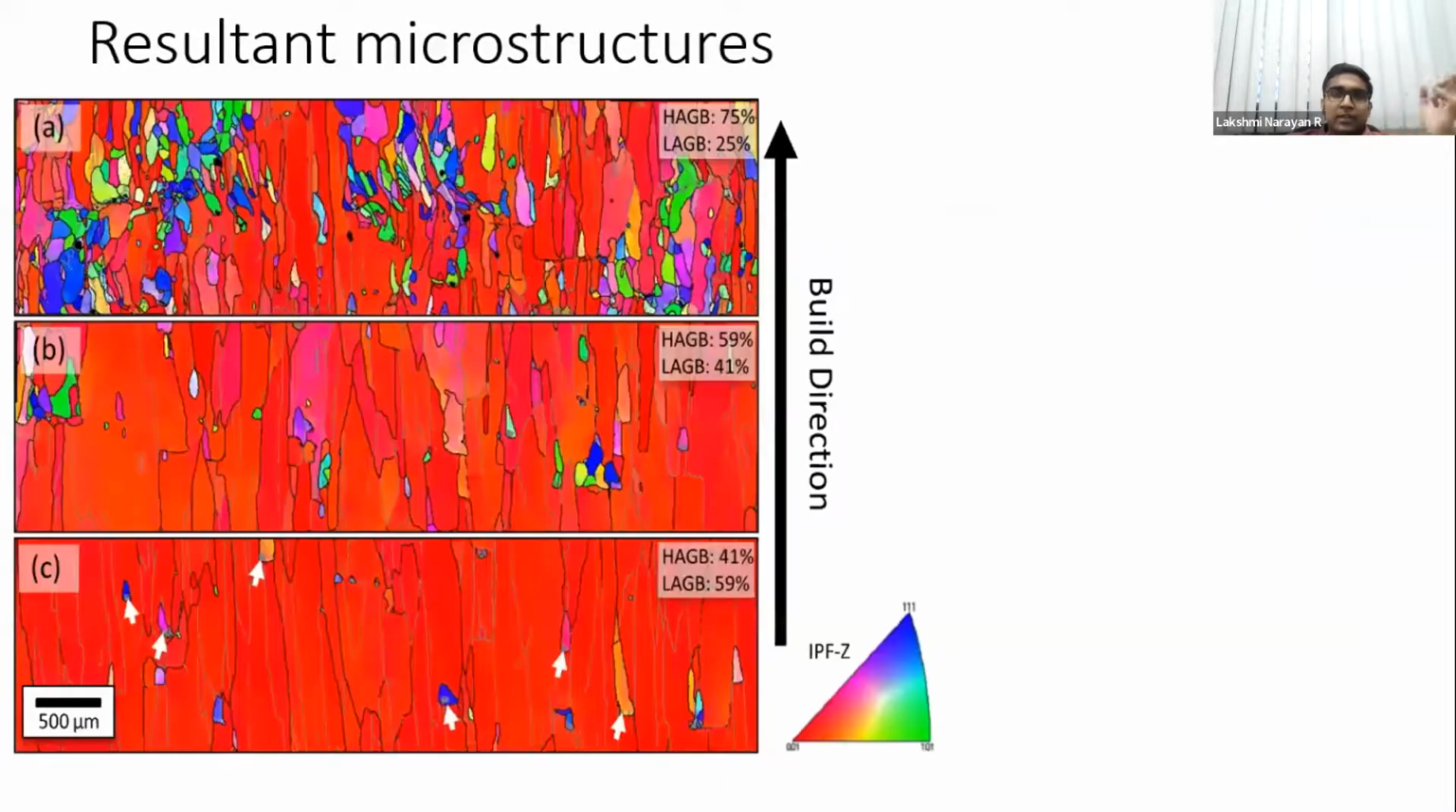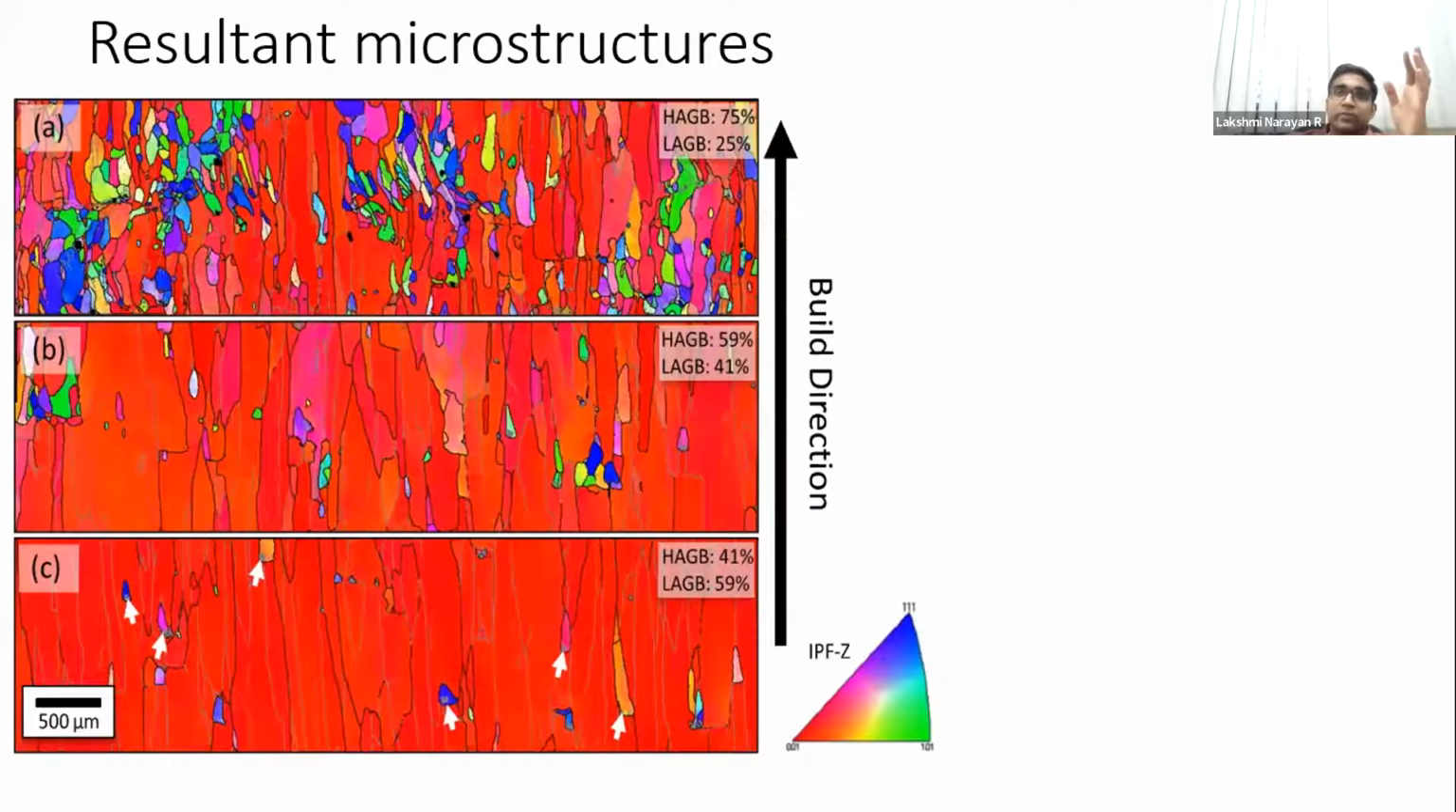And if you look at the resultant microstructure, we saw very nice microstructures. The top one is 350 watt, 350 mm per second, and you see several grains here. This is an EBSD image, and you can clearly see that the preferred orientation that we want is 001. These are the red grains. But if you see, there are all kinds of grains here. It's a complete distribution of all kinds of grains. This is not really good news, especially for implants.